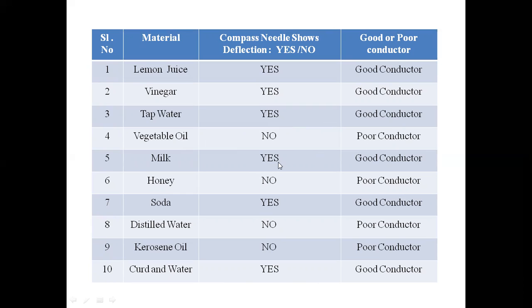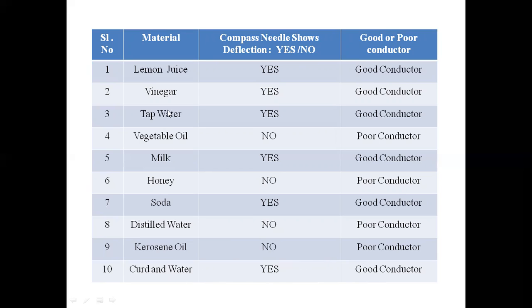Milk, yes, due to the presence of some acid, lactic acid. Good conductor. Honey, no. Poor conductor. Soda, yes, good conductor. In your higher classes, you will study the chemistry of all this. Distilled water, no, as we have just discussed, because no mineral salts, nothing, purely H2O. Poor conductor. Kerosene oil, no. Again, you wait for the chemistry. Here, we are simply asked to check whether they are good conductors or poor conductors by using suitable testers by conducting the experiment. After that, we can list them out like this. Kerosene oil, no, poor conductor. Curd and water, yes, good conductor.